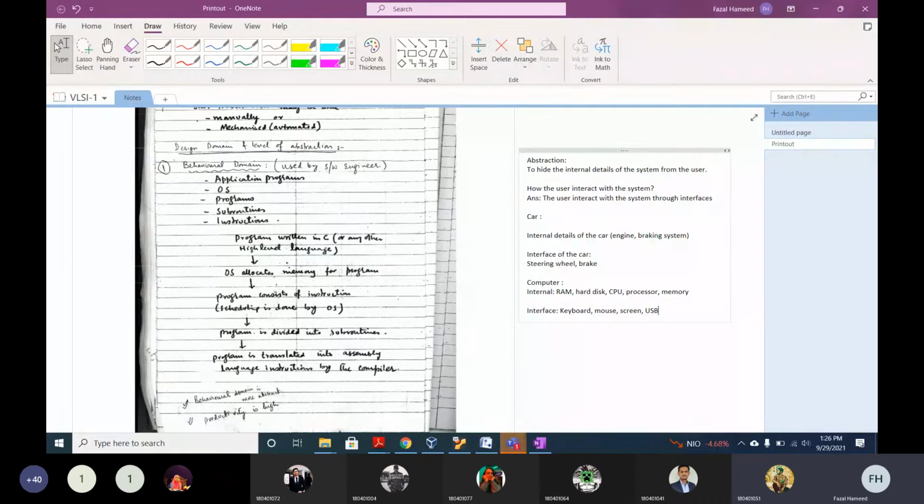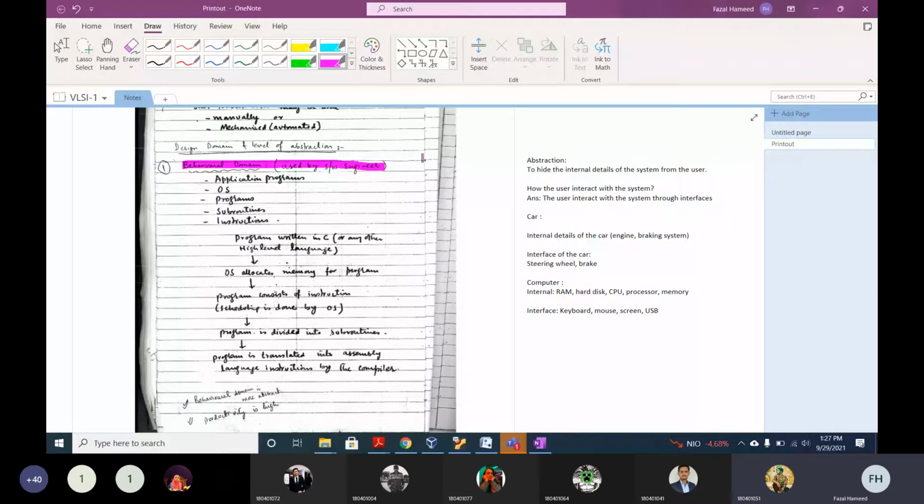So very good. Now we will study different types of domains. The first domain is the behavioral domain. If you look at the left hand side, can you see the behavioral domain? Yes, sir. What is a behavioral domain? This behavioral domain is typically used by the software engineer.